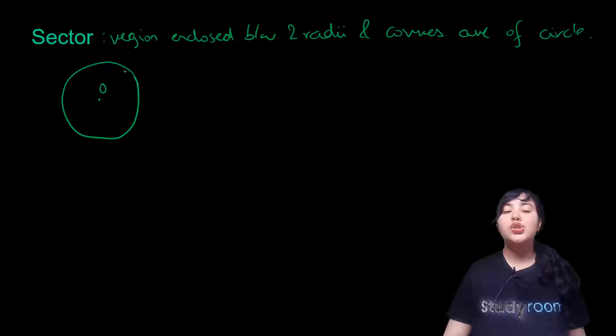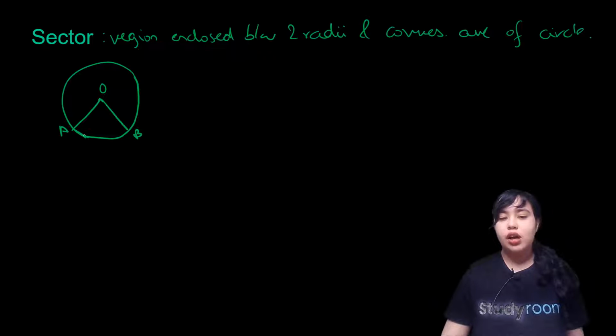Now, the region between the two radii. So let me take two radii. Radii is the plural of radius. So let me take one radius OA, and one radius OB. Obviously they will be equal in length. Radii are equal. And let me take this corresponding arc, this curved region. So the region enclosed between these two radii OA and OB and this arc AB, this shaded region, would be the sector of my circle.